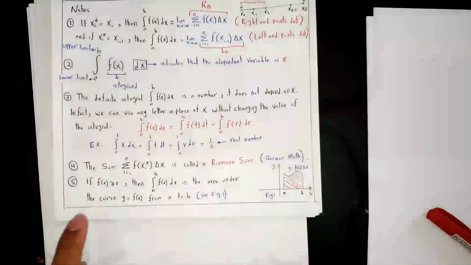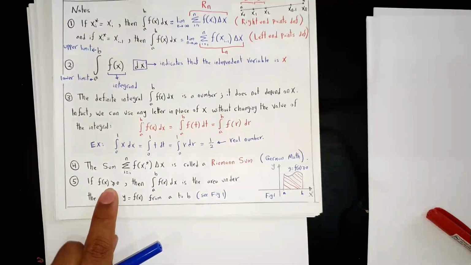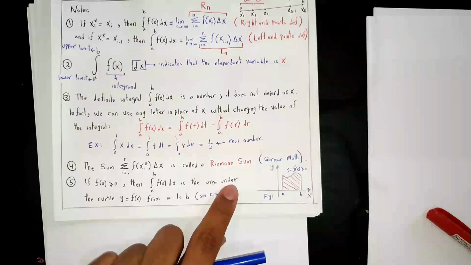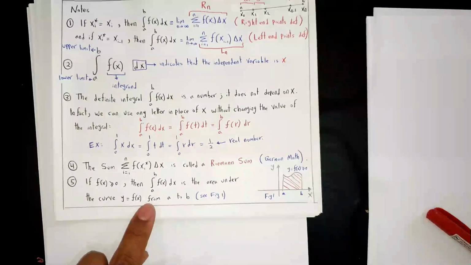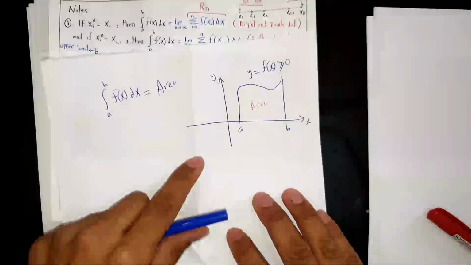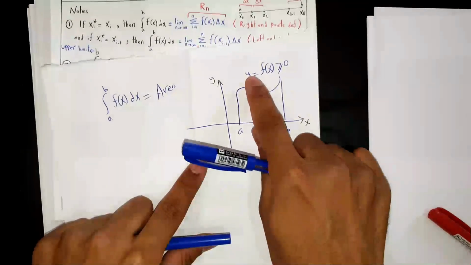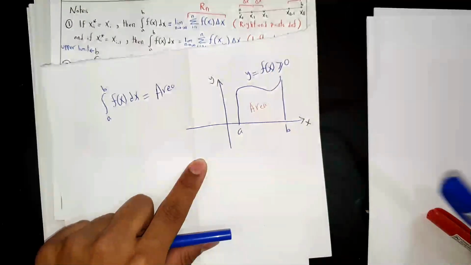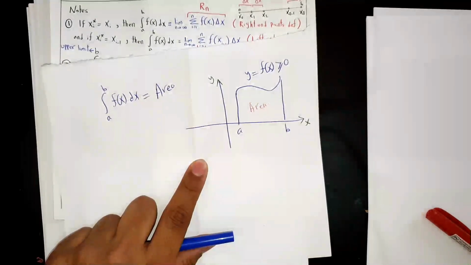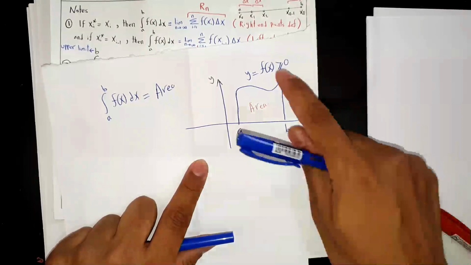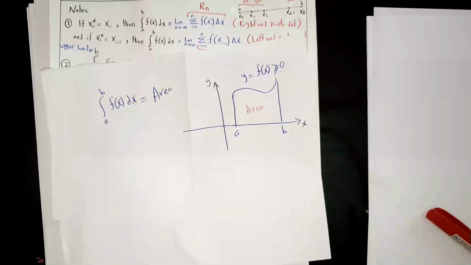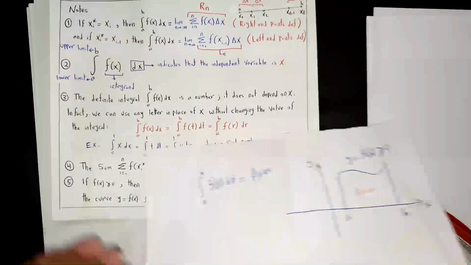Note number 5. If f of x is greater than or equal to 0, then the integral from a to b f of x dx is the area under the curve y equal f of x from a to b. And you can see this figure. Since y equal f of x is greater than or equal to 0, then the integral from a to b f of x dx will represent the area. One will ask this question: what about if we do not have this condition? Will the integral represent the area under the curve? Let us see the following note.